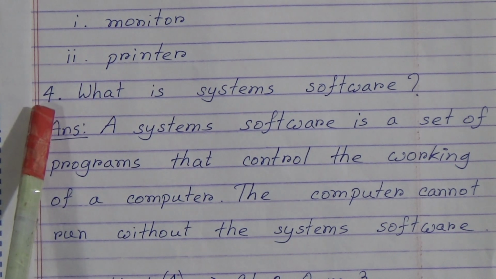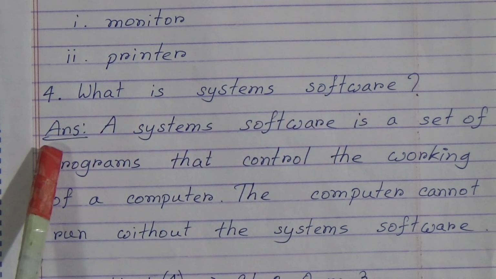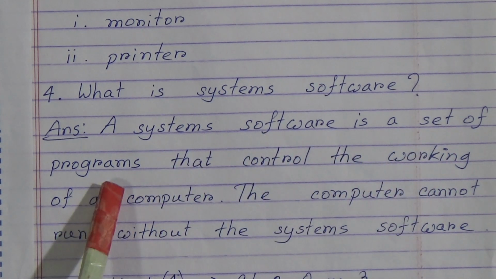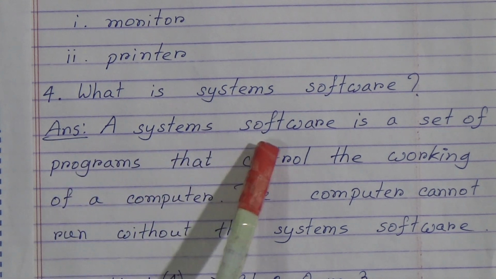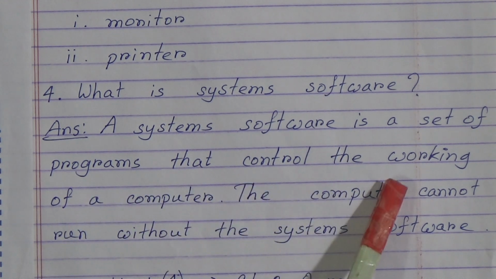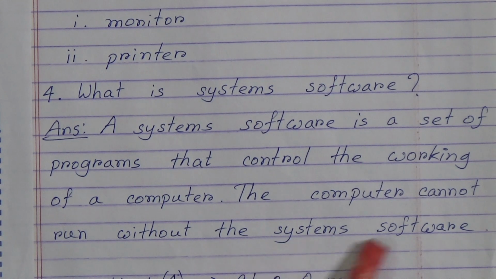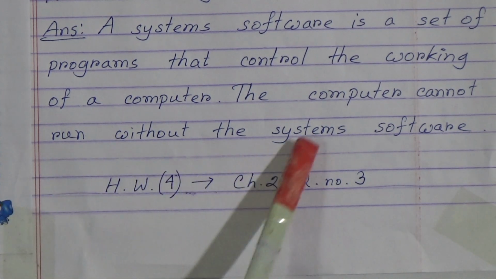Let's go to question number 4. What is system software? Answer: a system software is a set of programs that control the working of a computer. The computer cannot run without the system software.